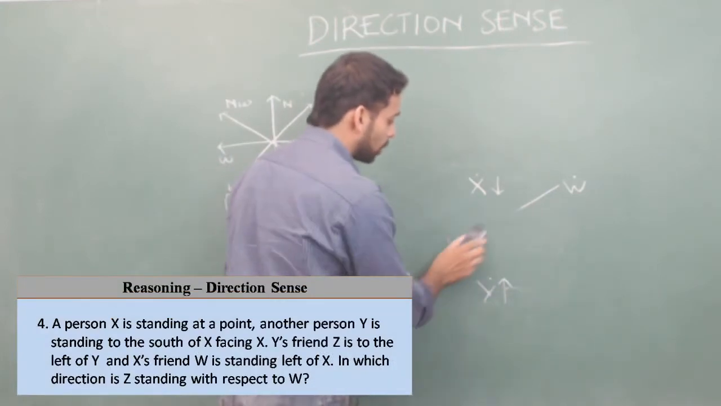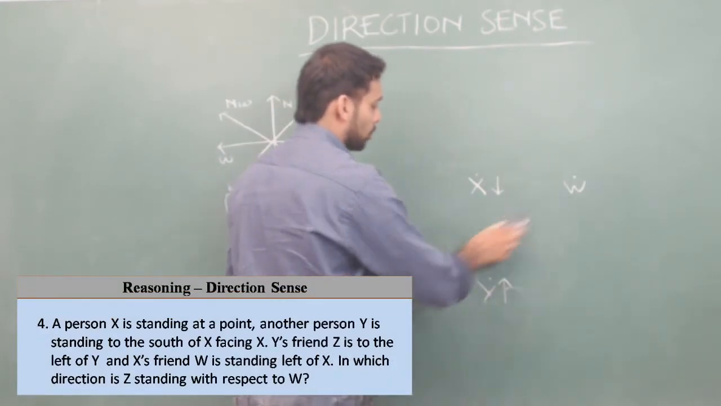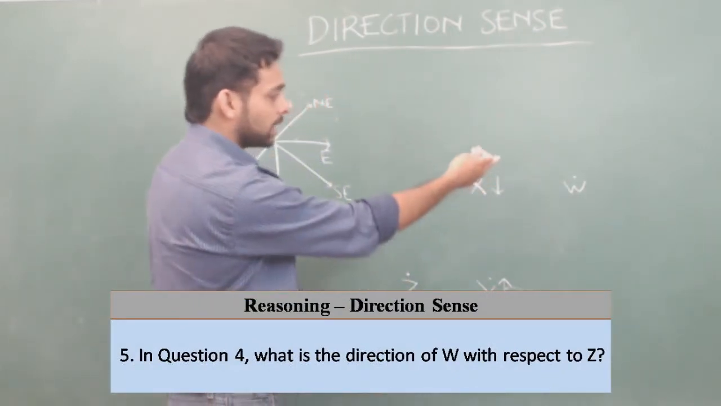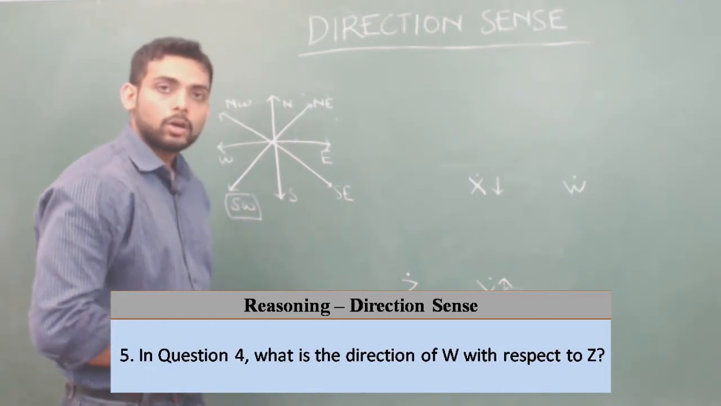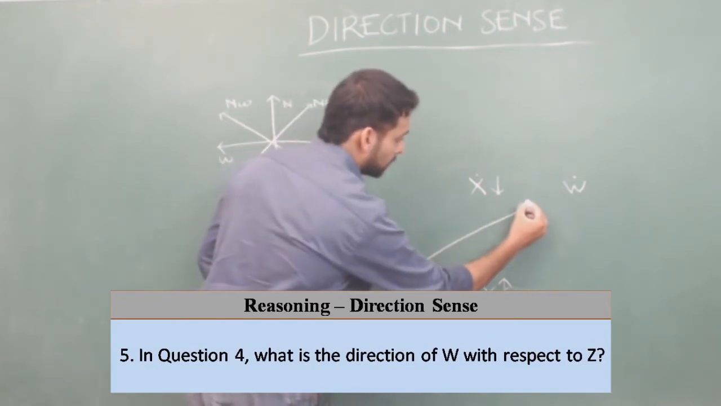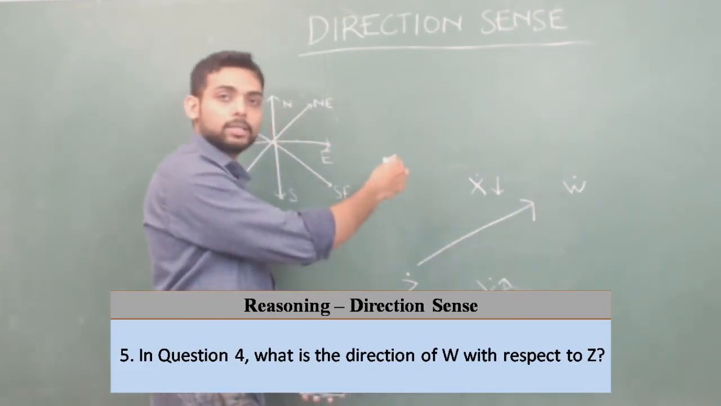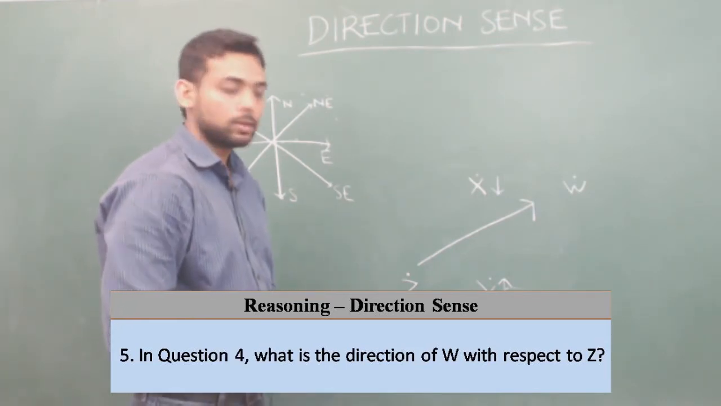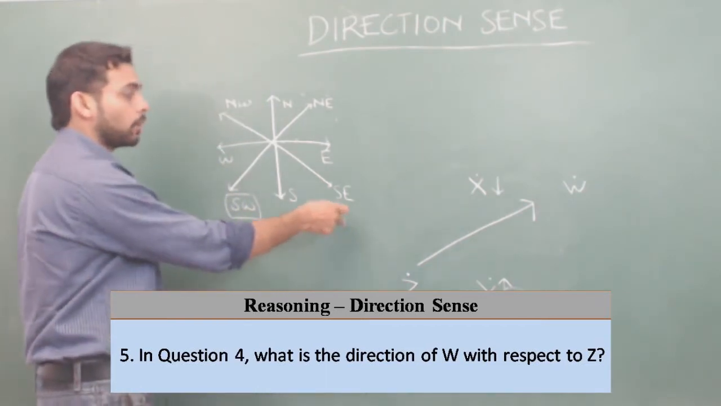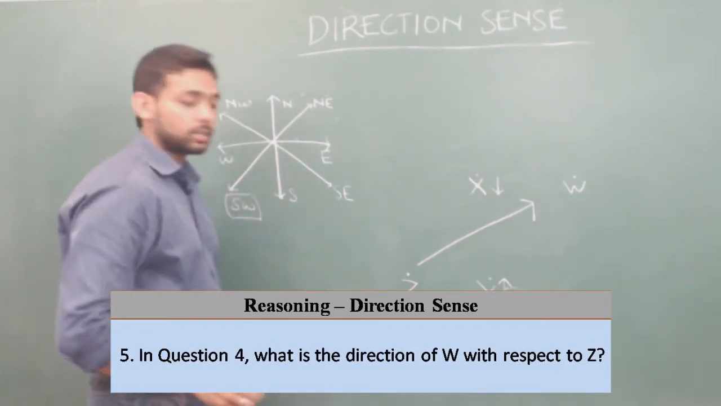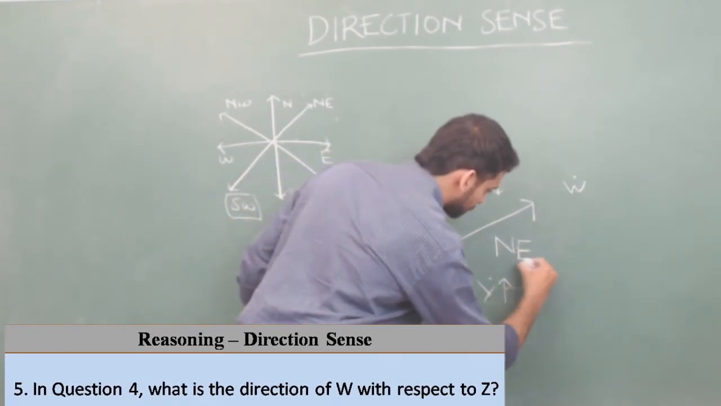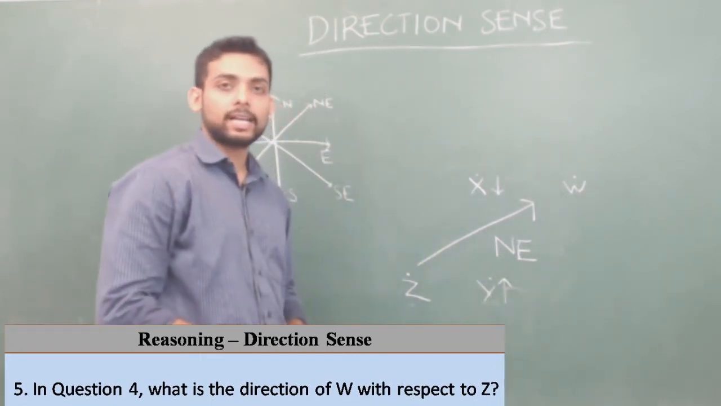So now we change our point of view. First, we were looking at Z from the point of view of W. Now we are looking at W from the point of view of Z. So from the point of view of Z, he will look upwards and towards the east, towards W. Z will look up and towards the east to locate W. So the corresponding direction on my compass is the northeast. So with respect to Z, W is in the northeast direction.